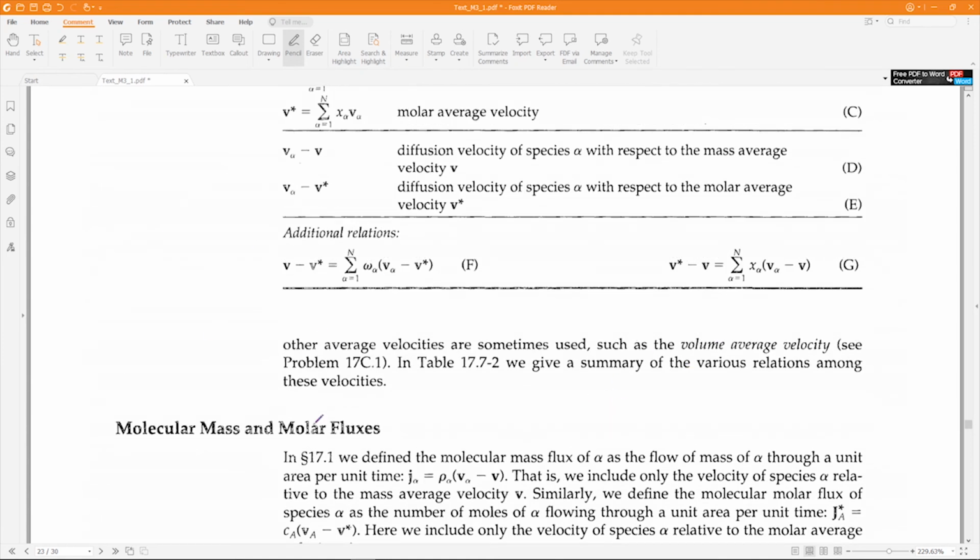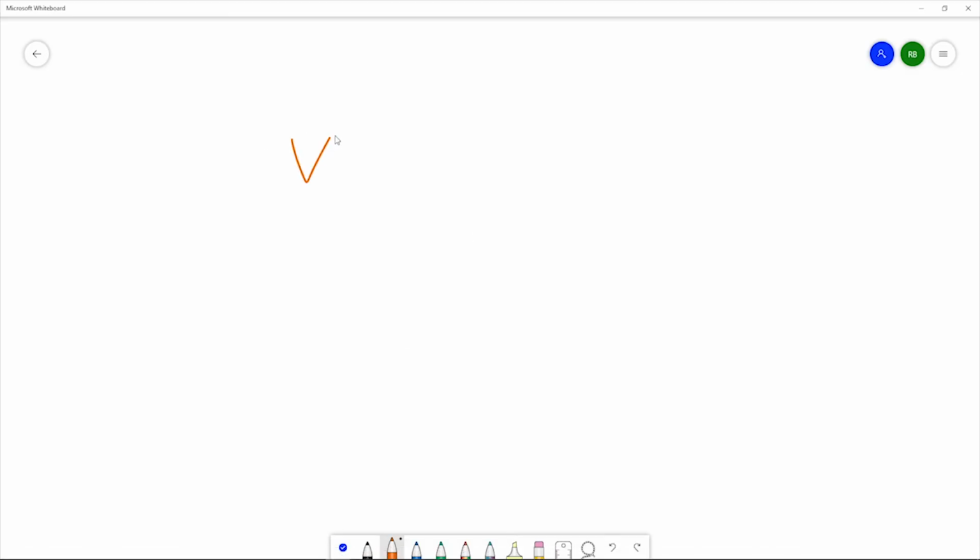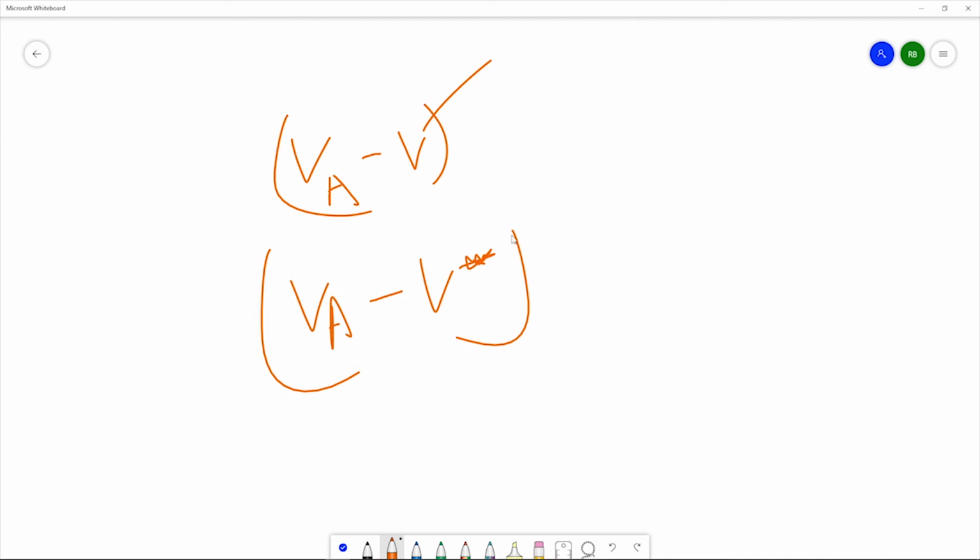Okay, so let's see this term. What is this one? VA and V. This is, and what is this? VA star. So V was mass average velocity, V star was molar average velocity. Okay, so this is nothing but relative velocities, right? Relative motion. Okay, so you have to see the relative motion. So this is the relative motion with respect to the mass average velocity, and this is the relative motion with respect to molar average velocity. Okay, so this is the relative velocity of species A with respect to the molar average velocity, and this is the velocity of A species with respect to the mass average velocity.